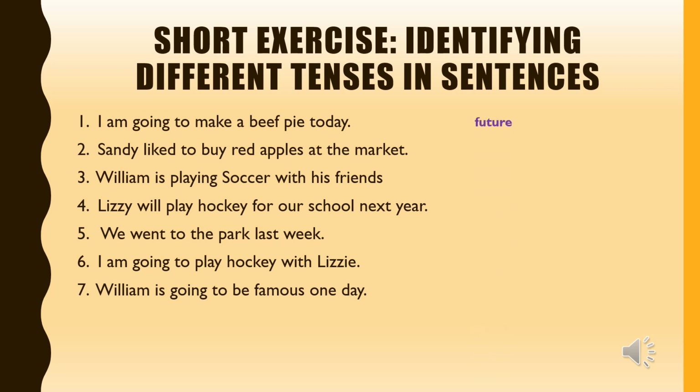Number 2. Sandy liked to buy red apples at the market. If you look at the word liked, what does that word tell you? That's right, it tells you that this is in the past tense. Number 3. William is playing soccer with his friends. The words is and playing tell you that this sentence is in the what? Present tense.